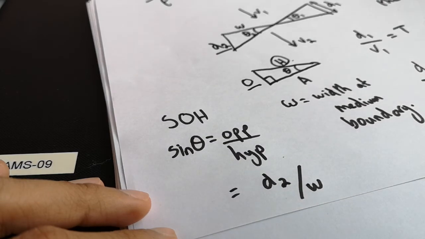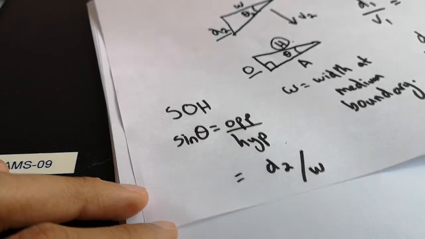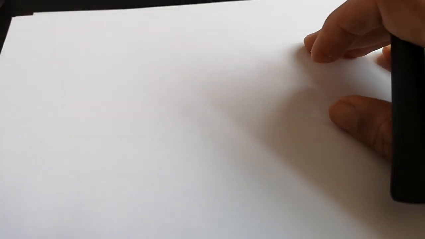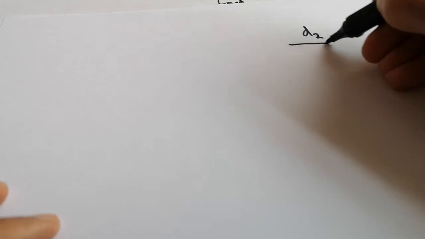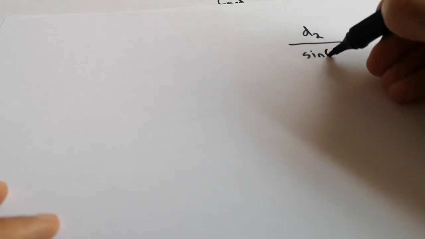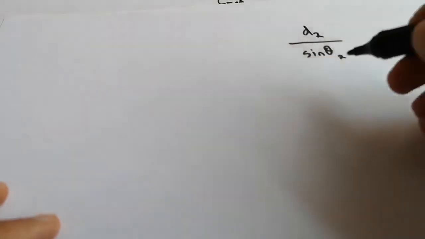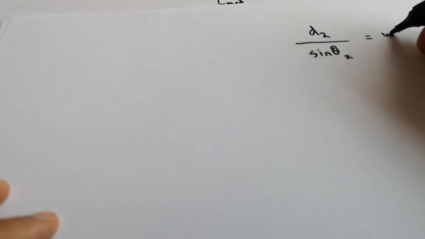So what we're going to do now is we're going to progress that idea moving forward. So we carry on. Now I've done that ideology, and now I can see that if I have D2 over sine theta 2, and we'll just add the diagram back in a minute so you can have a look, which is equal to our value of W.